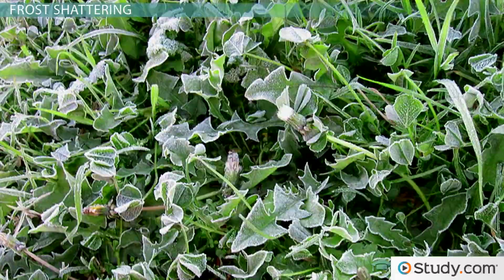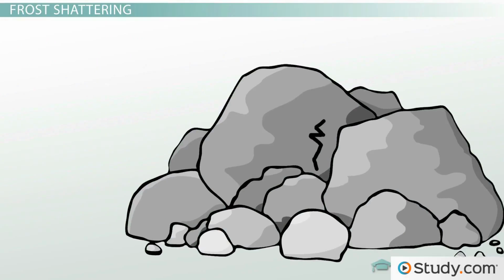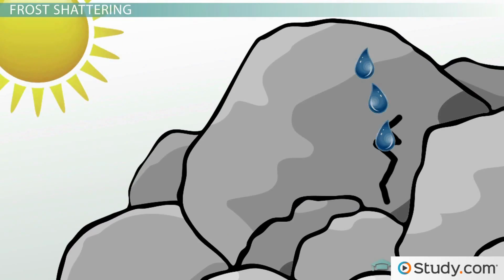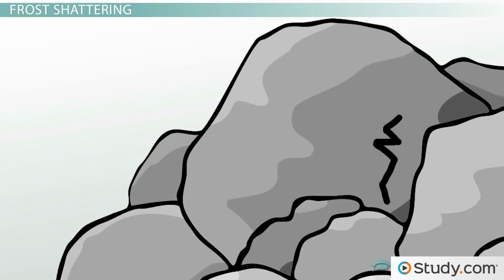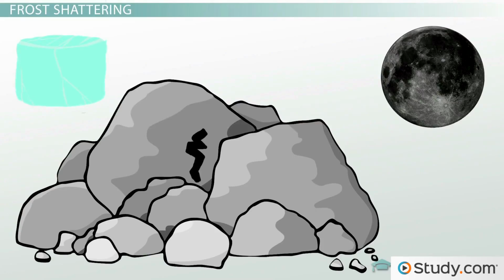This is frost, and it does not just form on grass. It can also happen in the crevices between rocks. During the day, when temperatures are warm, water trickles into cracks and pores within rocks. At night, when the temperature drops, the water freezes and expands. As this freezing continues, the cracks within the rocks widen and eventually shatter portions of the rock.